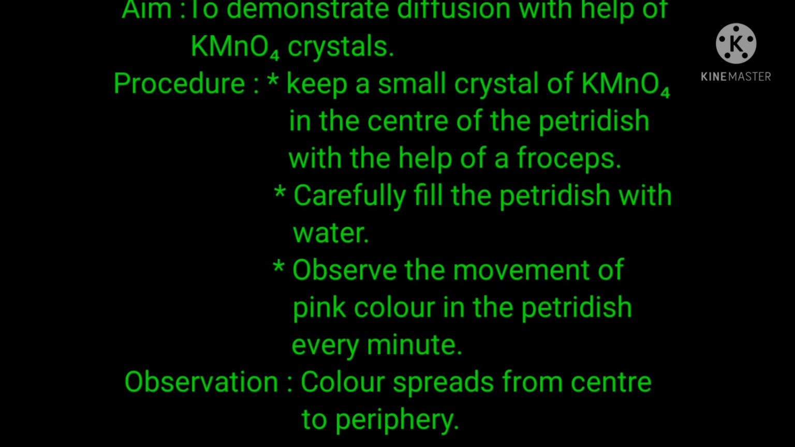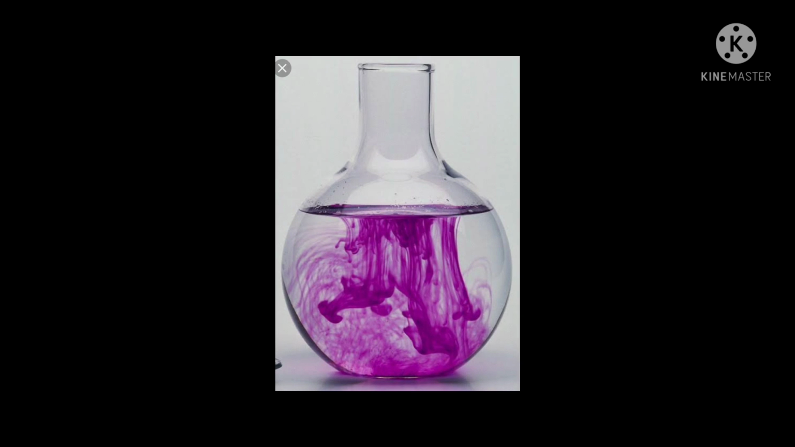Another activity. Keep a small crystal of KMnO4 in the center of a petri dish with the help of forceps. Carefully fill the petri dish with water. Observe the movement of pink color in the petri dish every minute. What do you observe? We observe the spreading of color from center to periphery.